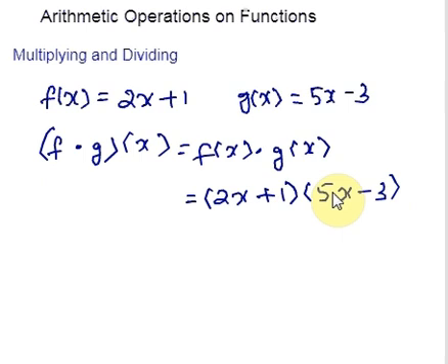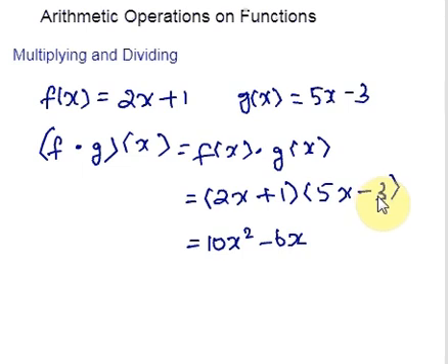First multiply 2x with each and every term in the second parenthesis. Same way multiply positive 1 with the terms in the second parenthesis. So let's start with 2x. 2x times 5x will give you 10x square. 2x times minus 3 will give you negative 6x. Same way multiplying 1 with 5x will give you positive 5x. Positive 1 times negative 3 will give you negative 3.